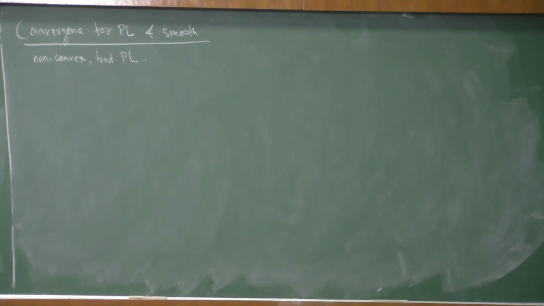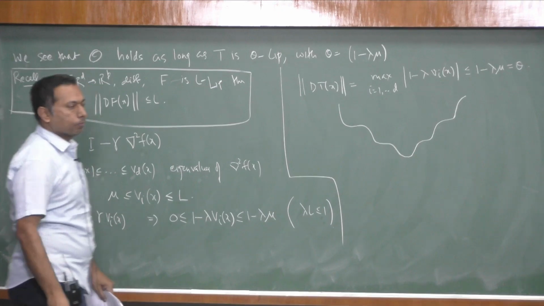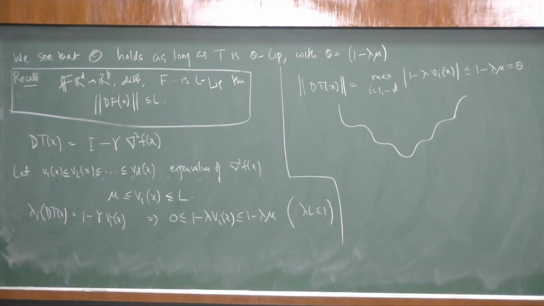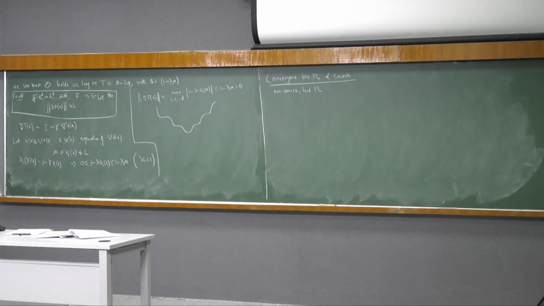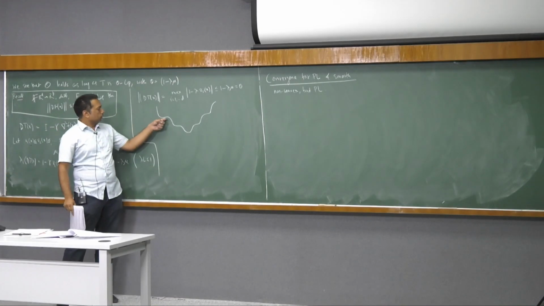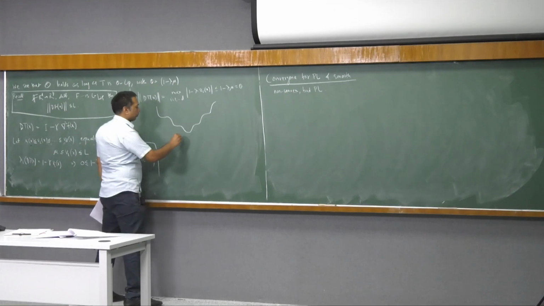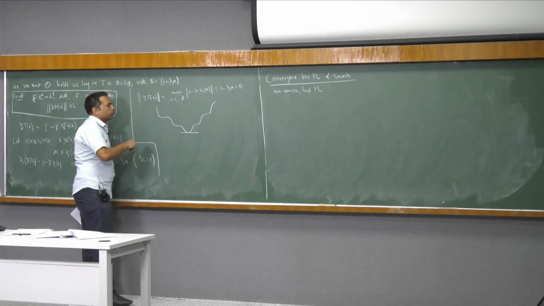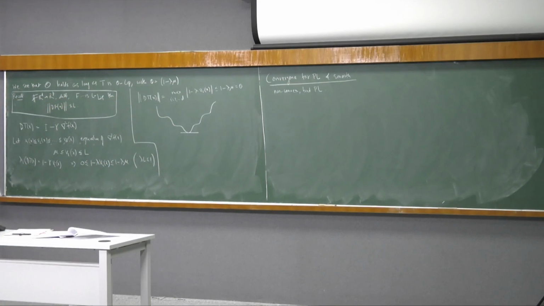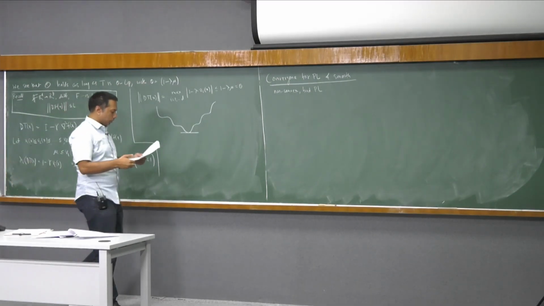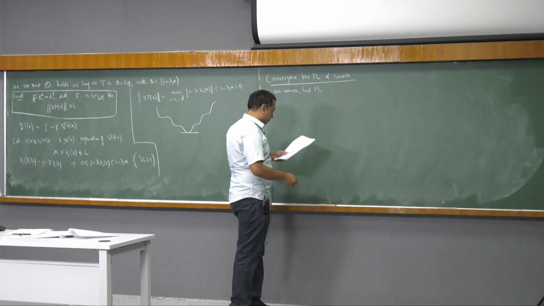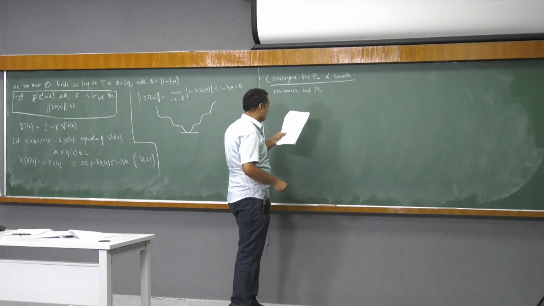So you can think of functions like this. These are likely to be PL. They are not convex, but they have a global minima, because at these places the gradient is not becoming flat. It's becoming flat only here. These kinds of functions are an extension of convex functions, and we can prove a convergence guarantee for this class. So these are possibly non-convex, but have to satisfy PL.